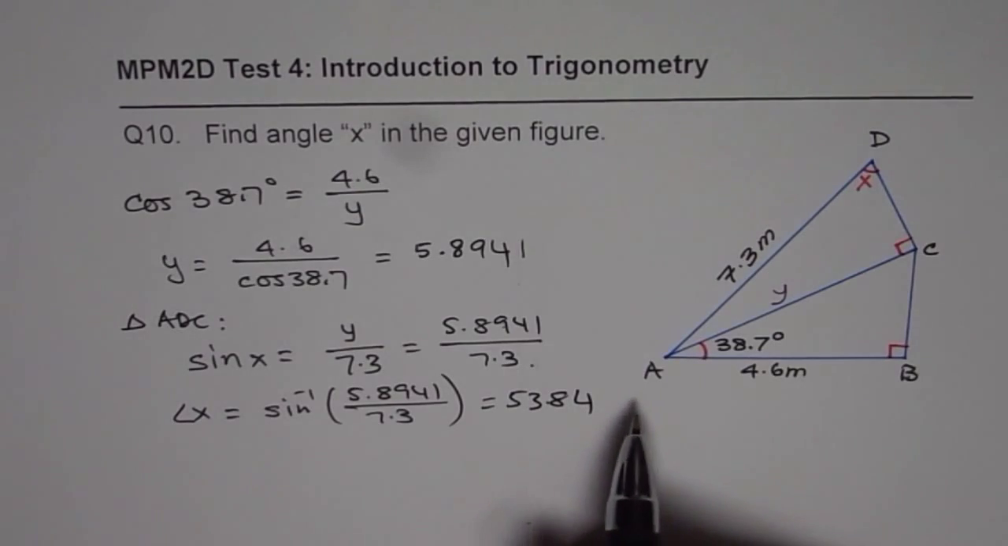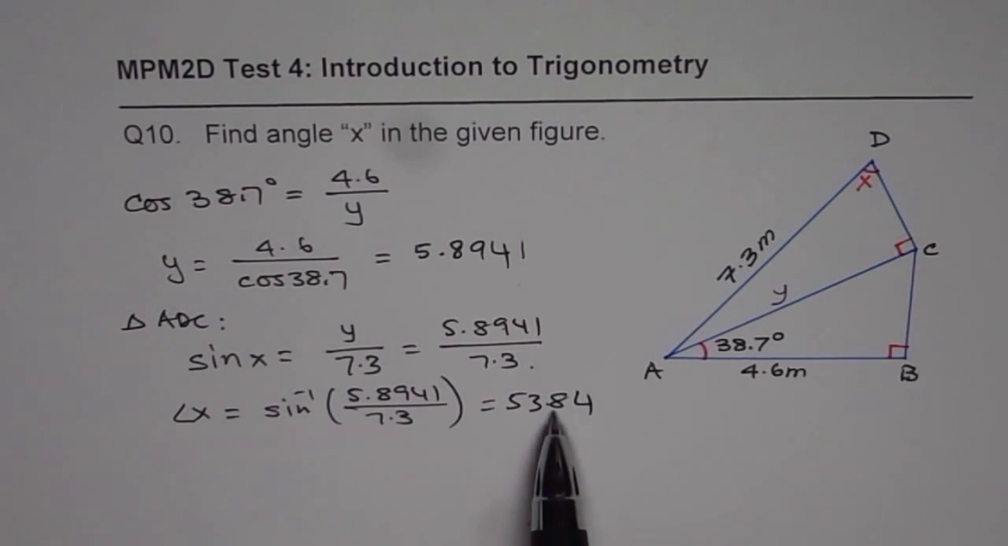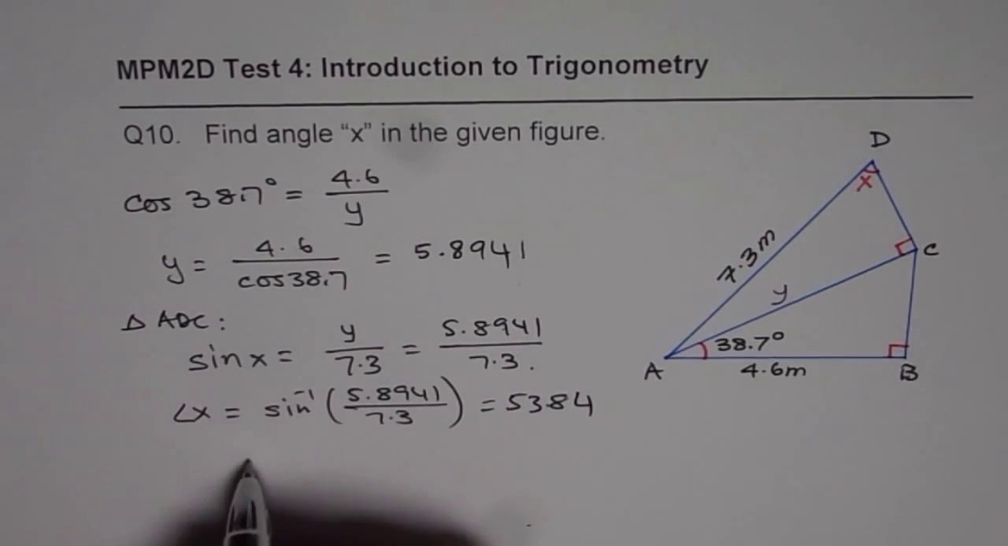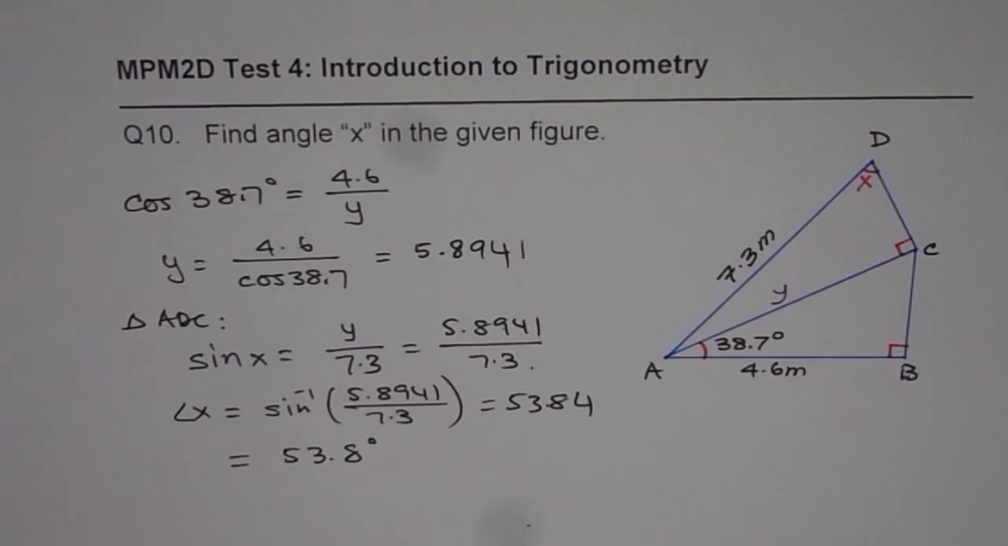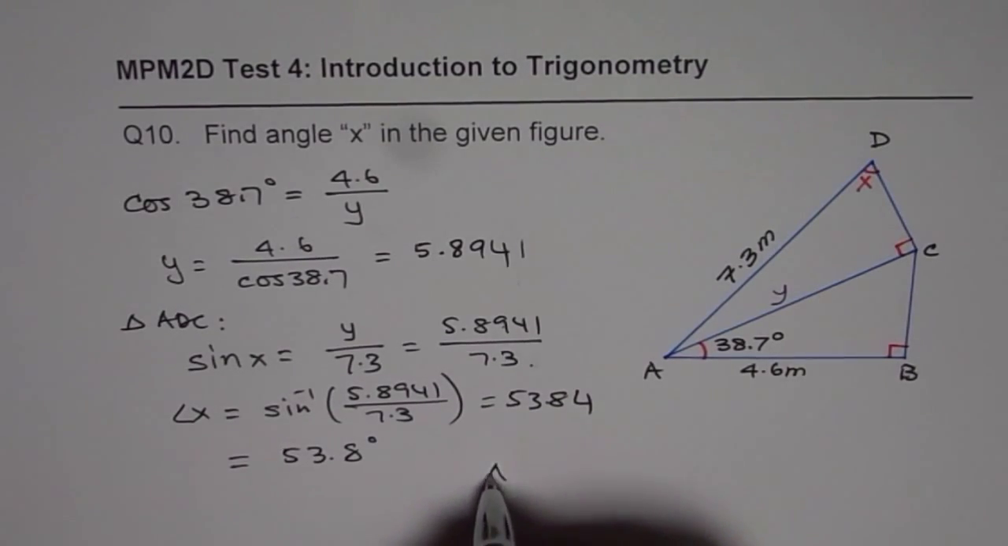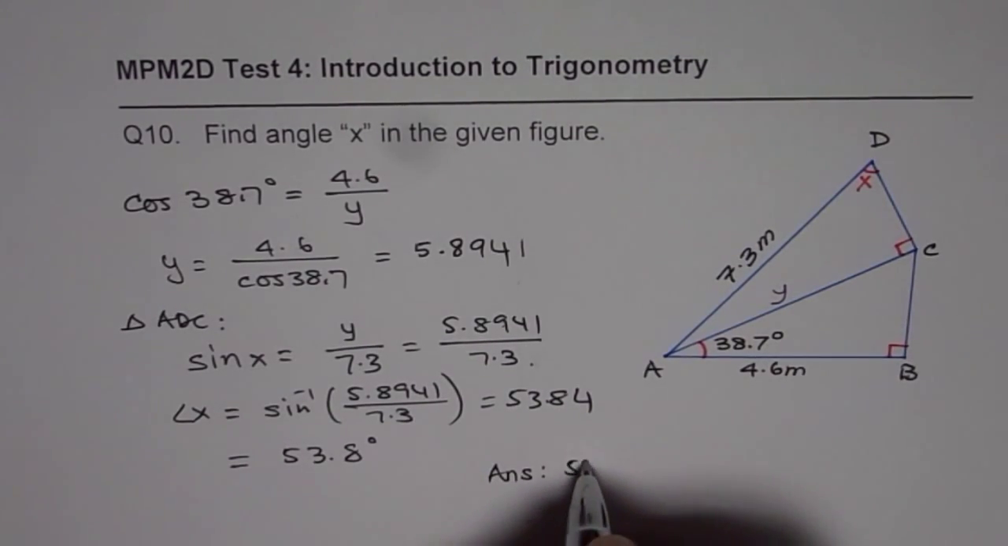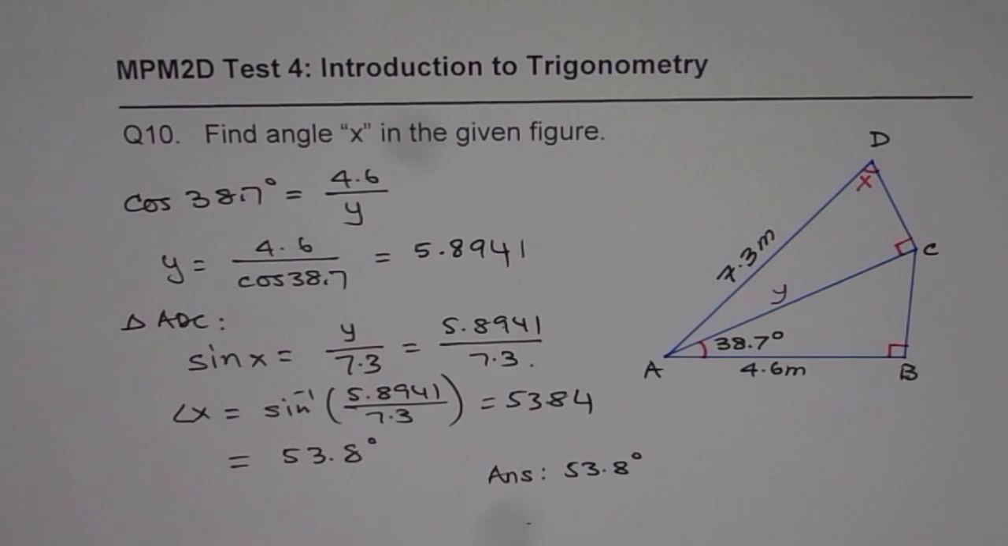So we get the angle as 53.84. It's good to round it to 1 decimal place since 38.7 is rounded to 1 decimal place. So that gives us 53.8 degrees as angle x, correct? So that is our answer, 53.8 degrees. So I hope you understand and appreciate how we can solve this question.